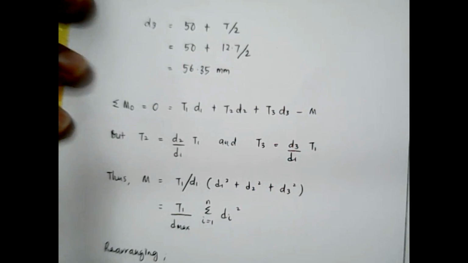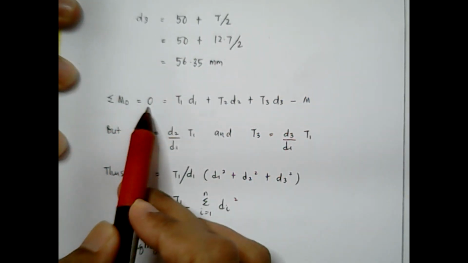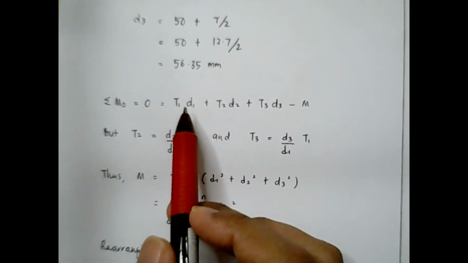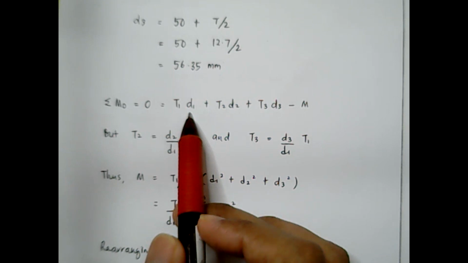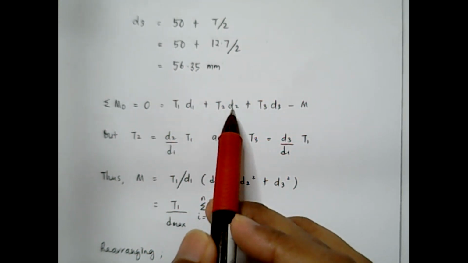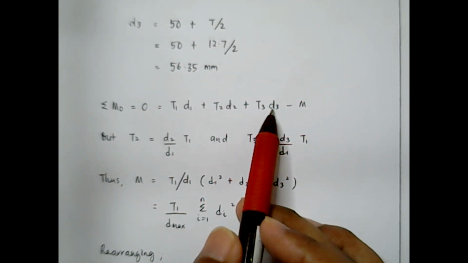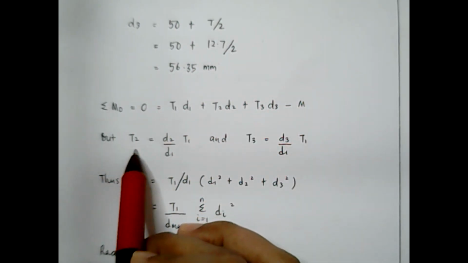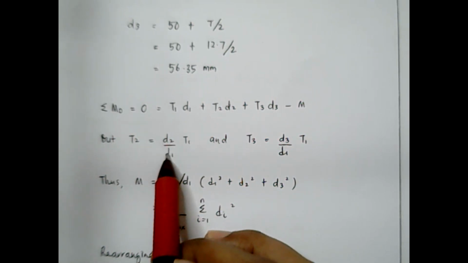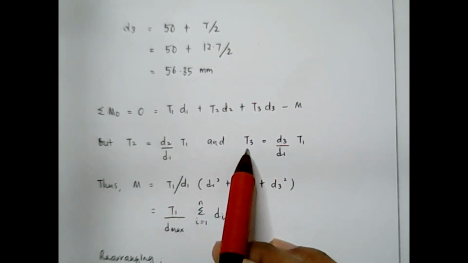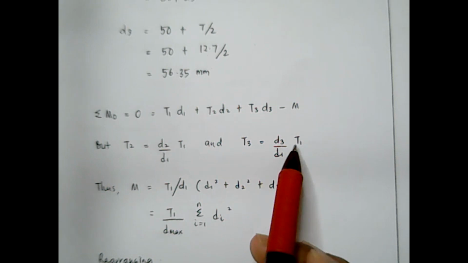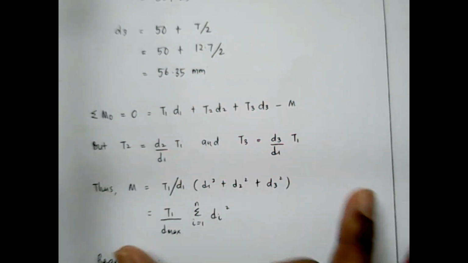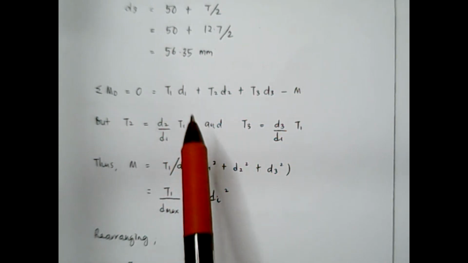And you can get something like this, where the summation of moment at origin 0: T1 times the lever arm D1 plus T2 times the lever arm D2 plus T3 times D3 minus M. But T2 is equivalent to D2 over D1 times T1, and T3 we can assume is equivalent to D3 over D1 times T1. These are the assumptions that we can use in order for us to get T1.